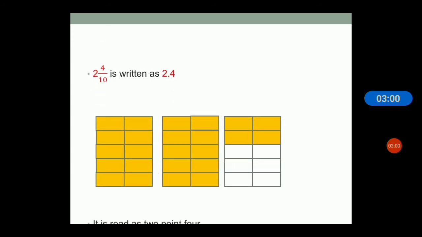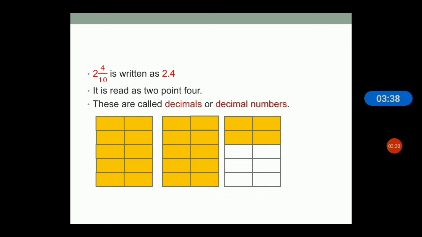Now for example, again I am talking about 2 4 by 10. Here 2 wholes are there: this is 1 whole plus this another whole, plus how many parts are shaded? It is 4 by 10. So 1 plus 1 plus 4 by 10 is equal to 2 4 by 10. When you write this in decimal form, it will be 2.4. This is the diagrammatic explanation of why it is so. These are known as decimals.